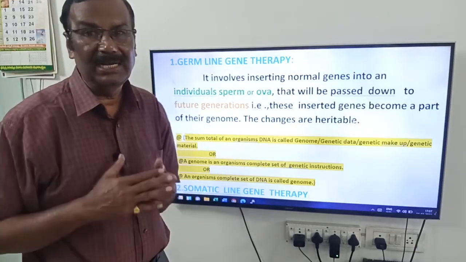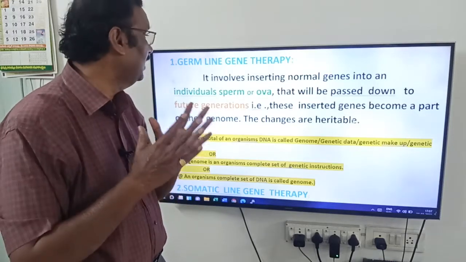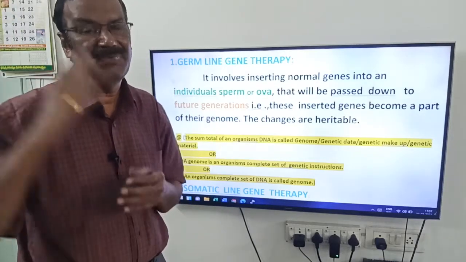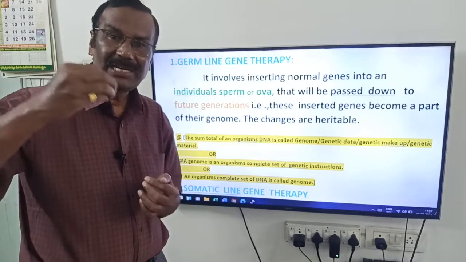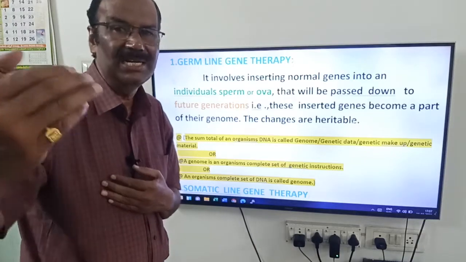Those characters are inherited from one generation to the other generation. So due to germline gene therapy, we have an advantage, friends. What is that? The inserted genes may be inherited from one generation to the other generation.